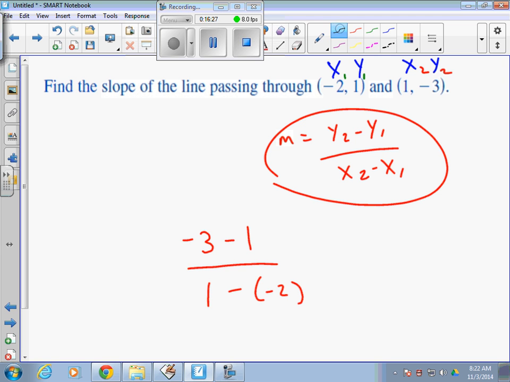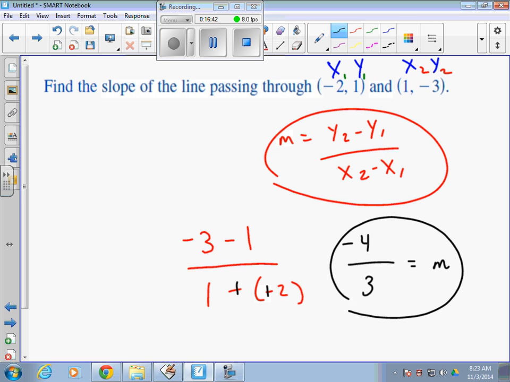a negative. We know what that means. It means plus a positive. So negative 3 minus 1, think of the number line. You're at negative 3 and you're going minus 1. One more to the left is going to give you negative 4 on the top. 1 plus 2 is going to give you 3. There's no number that goes into both of these. So your slope is negative 4 over 3.